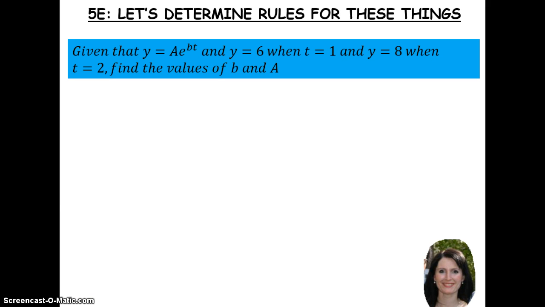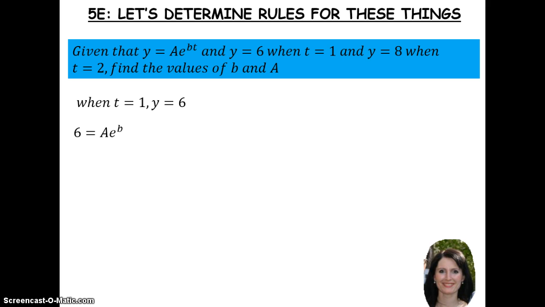Let's have a look at one more. Here it says, given that y equals a e to the power of bt, and y equals 6 when t equals 1, and y equals 8 when t equals 2, find the values of b and a. So they're just giving us 2 points, but this time they're giving them in a little bit longer way. So when t is 1, y is 6. Let's use that information.